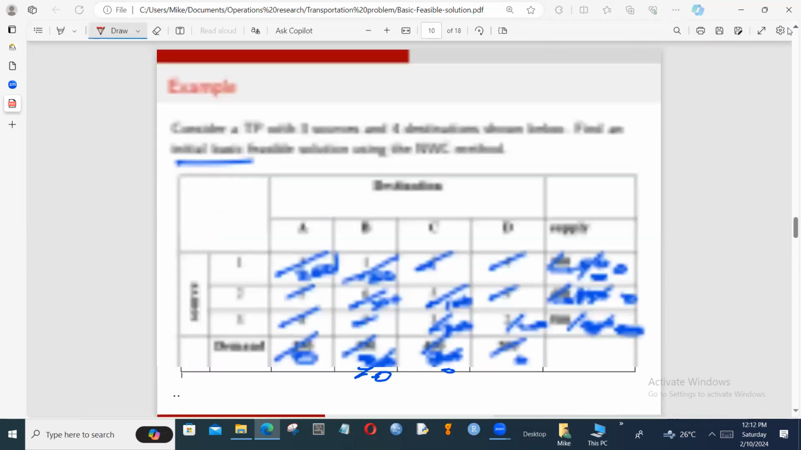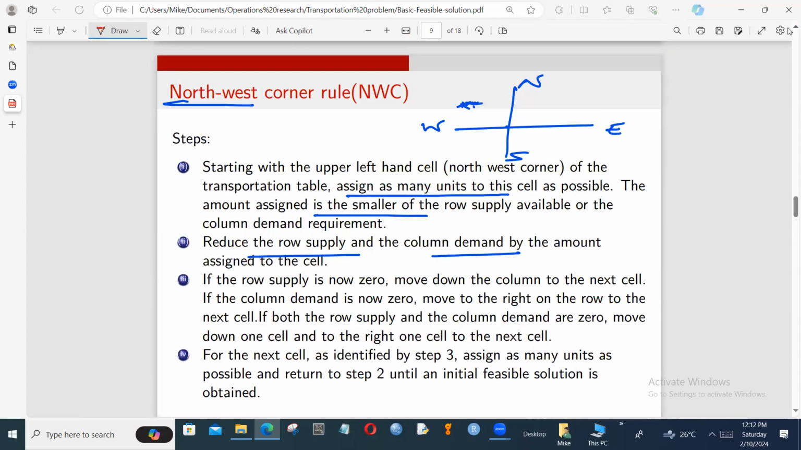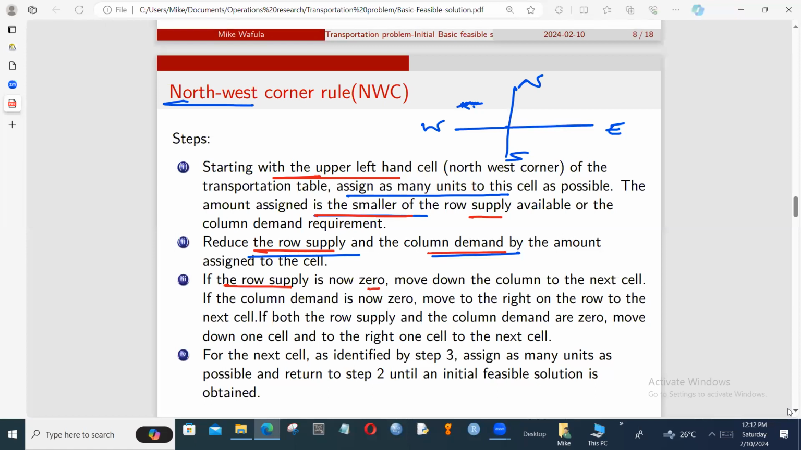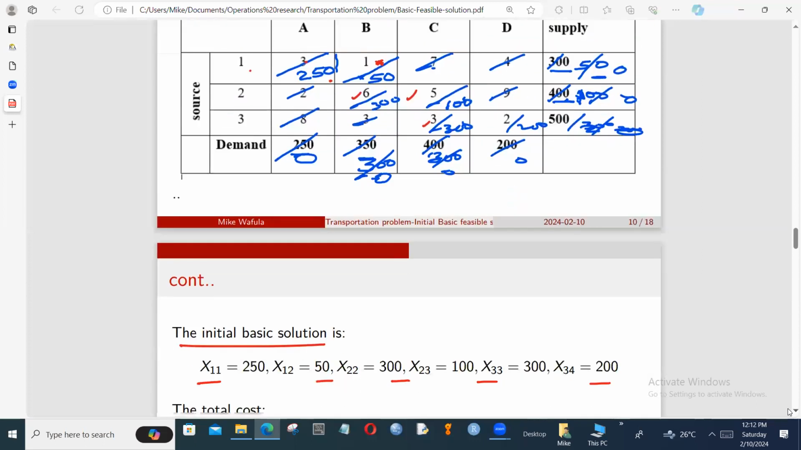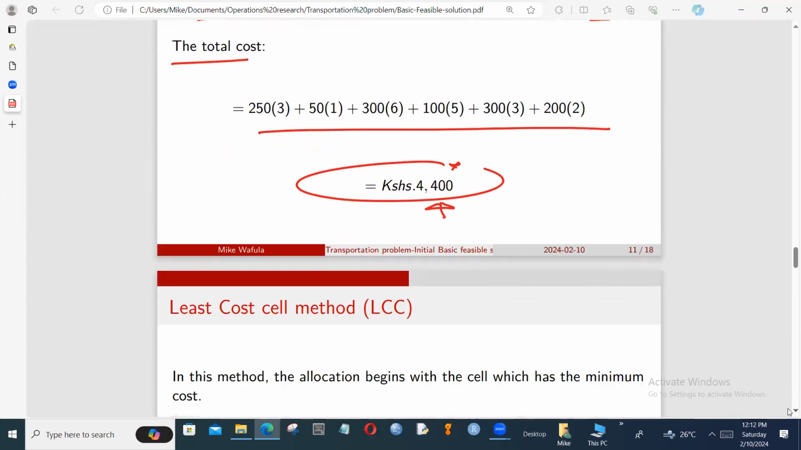So that is what we have under the northwest corner rule. We are saying, starting with the upper left hand of the transportation table, assign as many units into this cell, but the amount assigned is the smaller of the row supply available or the column demand requirement. Then reduce the row supply and column demand by the amount assigned. If the row supply is now 0, move down. I think it's better understood practically, like what we have done, but you can also read through the steps. So that's how we find the initial basic feasible solution using the northwest corner method.